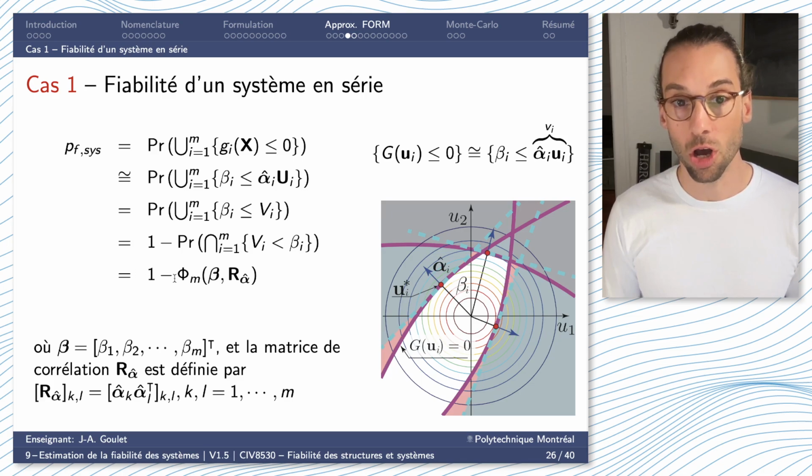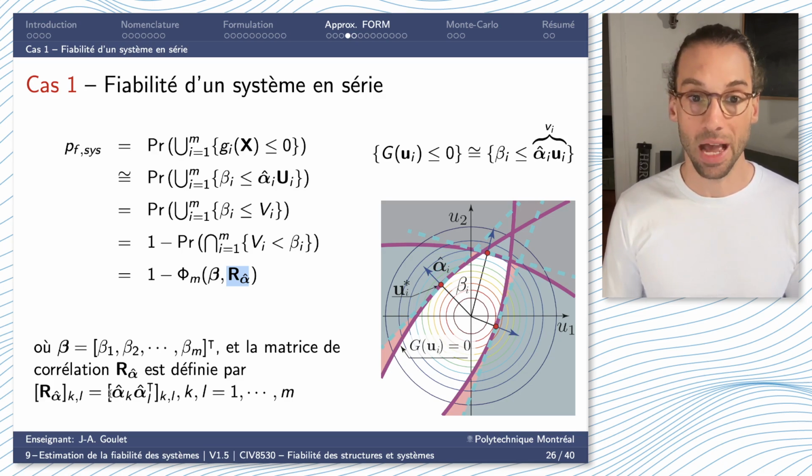This is going to be 1 minus the CDF in n dimensions, in that case n equal 3, of the vector beta, which is the value of beta for each of my components. And this is not going to be an independent standard normal CDF. It is going to be a correlated CDF, where the correlation matrix is going to be defined by the product of my alpha vectors for each of my components.